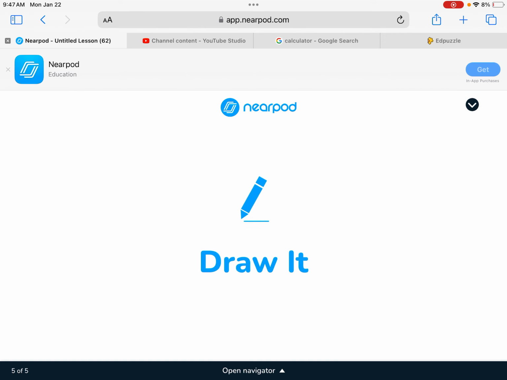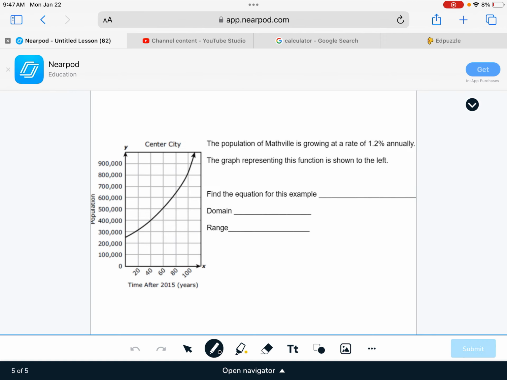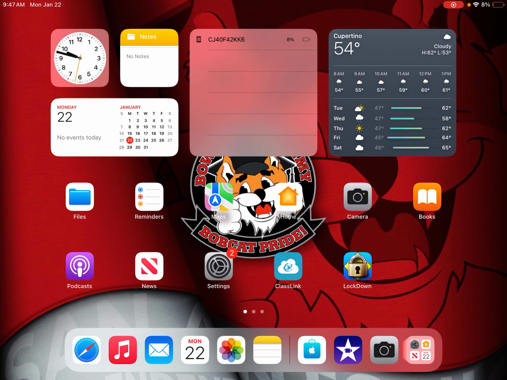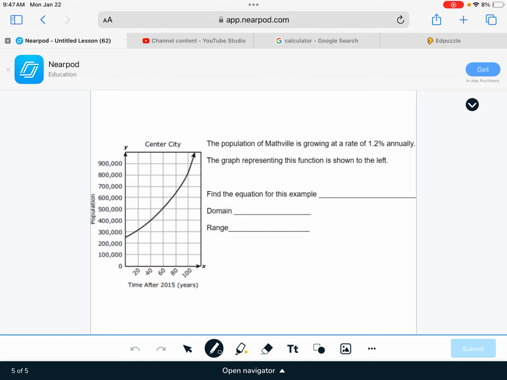And when I tell you real world situations make a little more sense when it comes to domain and range, this is why. The population of Mathsville is growing at a rate of 1.2% annually. The graph representing this function is shown to the left.